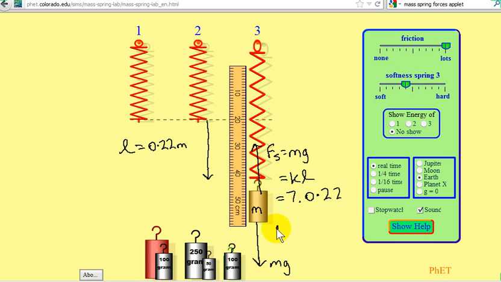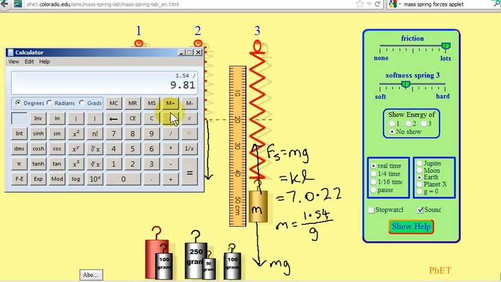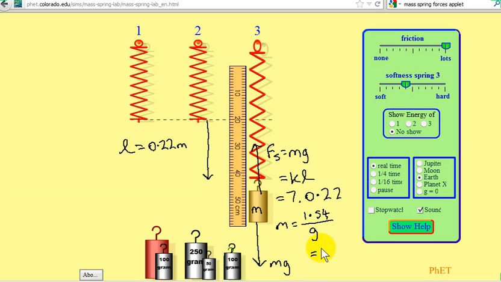So now we can calculate the mass. The mass is 7 times 0.22, which is 1.54, divided by g. Well, g is 9.8. I will use 9.81 for g, it's a bit more accurate. So the mass in kilograms is 0.156982, etc. To turn this into grams, we multiply it by 1,000. So that mass is 157 grams to the nearest integer.